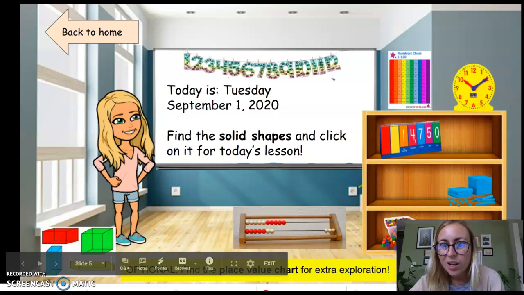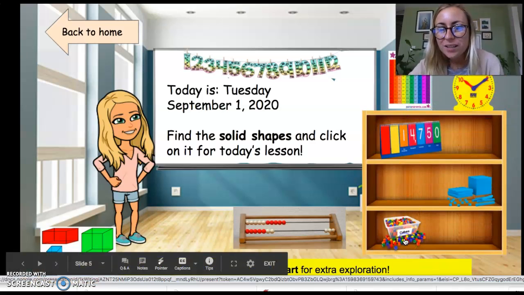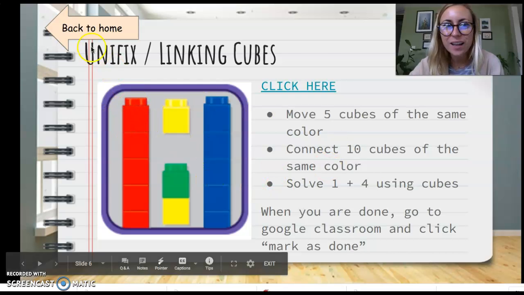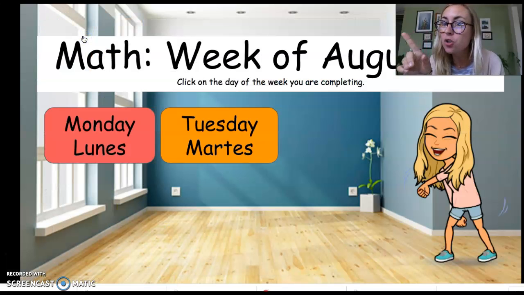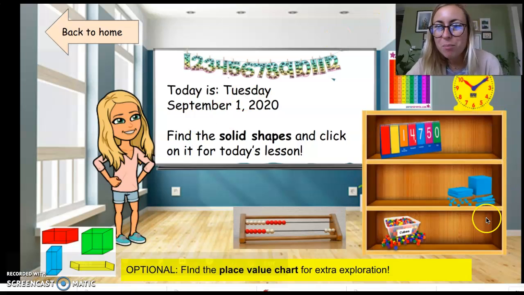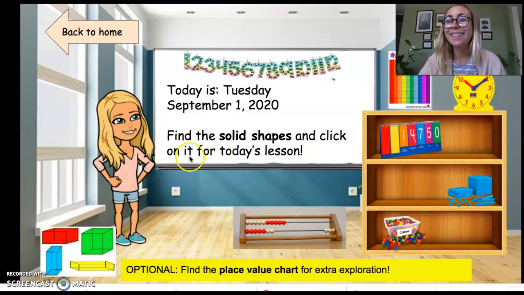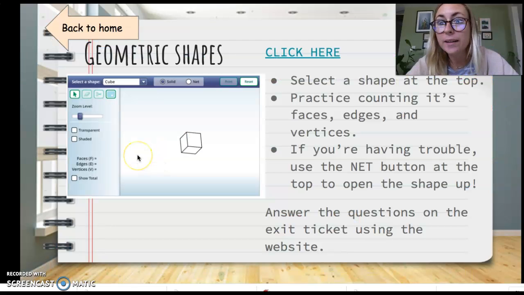Solid shapes. Well, maybe it could be the cubes, but no, I've already done that lesson, so it can't be the cubes. Let me go back to Tuesday and try again. Could it be these? No, we've already done that lesson. Once you find it, that's going to be good, but I'm not going to find it for you. So I'm going to click it and pause my video, okay? And then I'll come back when I've already clicked the solid shapes. All right. I found the solid shapes and I'm on my lesson for the day.